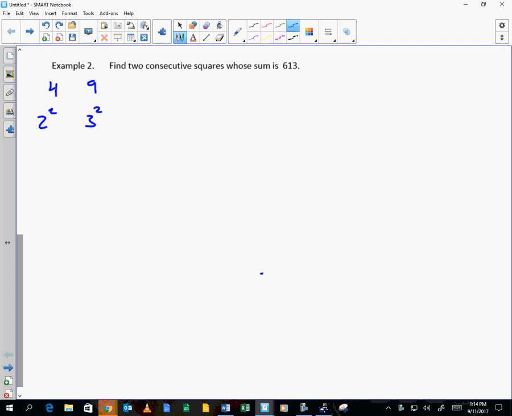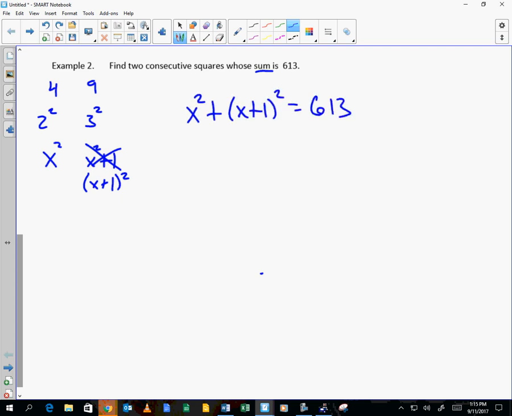Good. So I need to write now an expression with variables. So let's call one x squared. What would the next one be? Some people say x squared plus 1. Very good. It's x plus 1 quantity squared. It's the next integer squared. So we are going to sum those to 613. So x squared plus the quantity x plus 1 squared is 613.